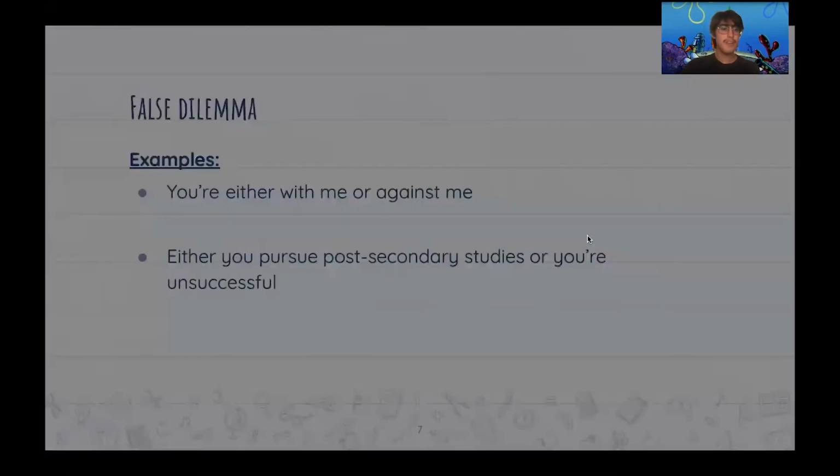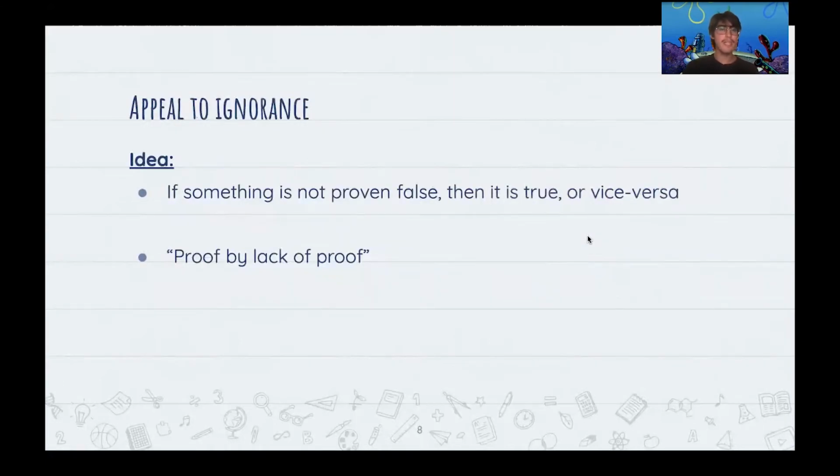So another fallacy that I think is important to understand is the appeal to ignorance. The idea behind this fallacy is that if something is not proven false, then it is true, or vice versa, that if something is not proven true, then it is false. I like to think of this as proof by lack of proof, because by saying it like this, it really showcases that it doesn't make much sense, right? The appeal to ignorance is simply saying that because there's no proof for a certain thing, well, you can't either dismiss or prove it as being true.